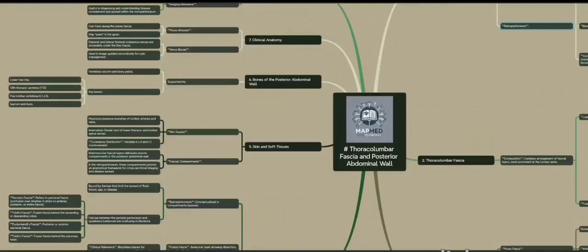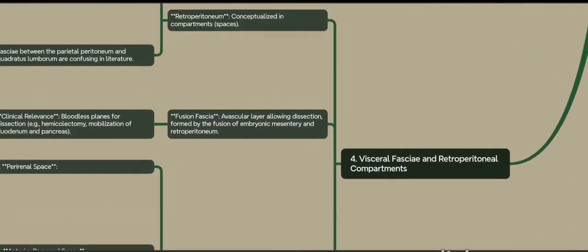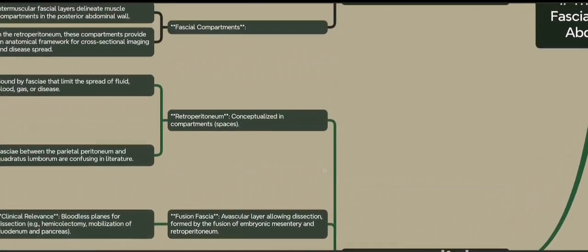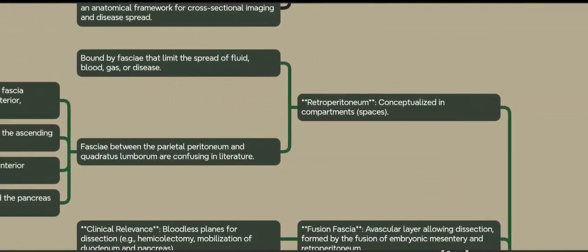Now, the next part of the thoracolumbar fascia and the posterior abdominal wall, the next subtopic that we are going to discuss is the visceral fascia and retroperitoneal compartments. What is this retroperitoneum? The retroperitoneum is conceptualized in compartments, spaces bound by fascia that limit the spread of fluid, blood, gas or disease.